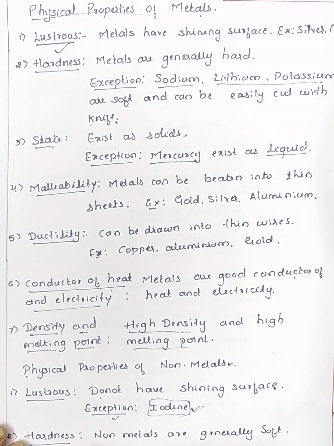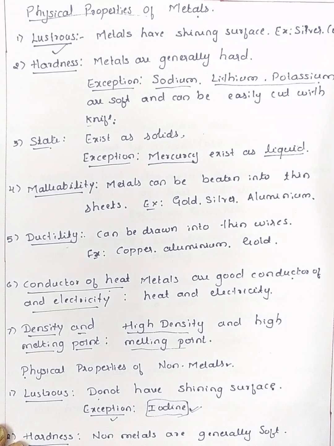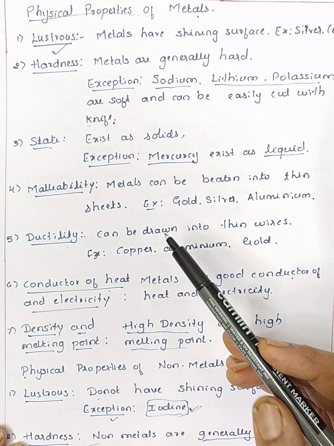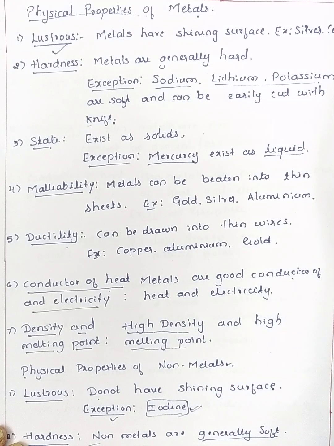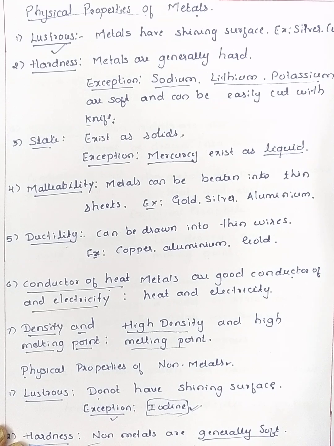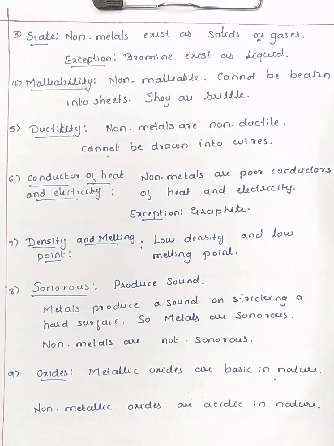Next one is hardness. Unlike metals, these are not hard. They are generally soft in nature. Here also one exception is there. Diamond, you have seen in all the ornaments and jewelries we use. Diamond looks very hard. According to metals, they are hard, but diamond is not a metal, it is a form of carbon. So this is a non-metal, but it is hard. This is an exception case.